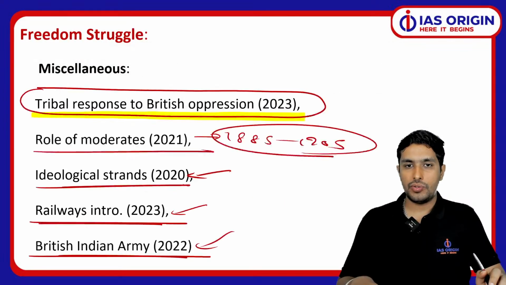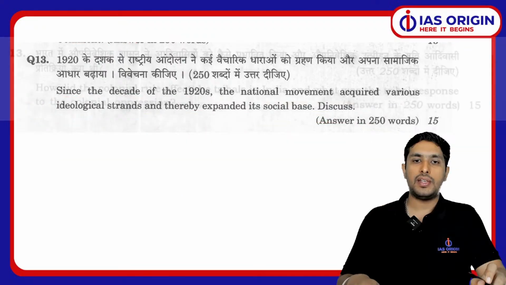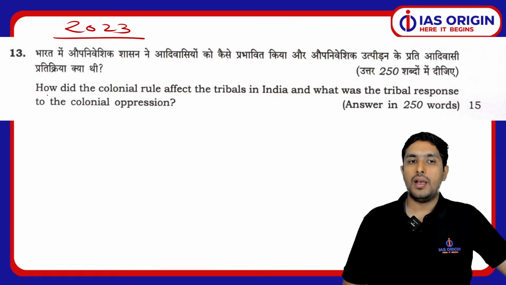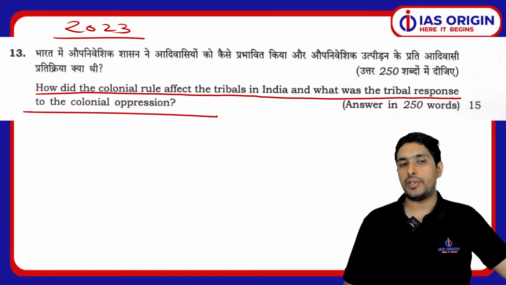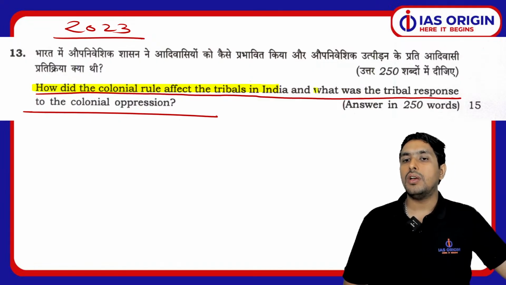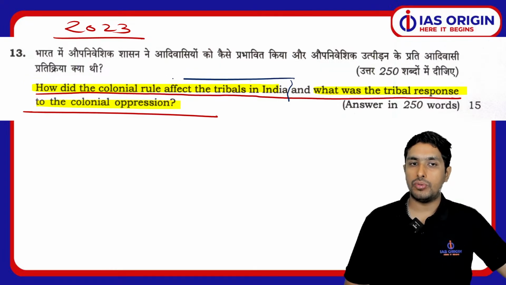So let me just show you this question, this miscellaneous theme which I have kept, from the 2023 paper. This is again from the 2023 paper. Have a look at this question. How did the colonial rule affect the tribals in India, and what was the tribal response to the colonial oppression? So it's a two-way question. One part of the question is about how colonial rule affected tribals. The second part is about what was the tribal response. So a lot of people do commit this mistake that they will be answering just one part, but you're not supposed to do that.